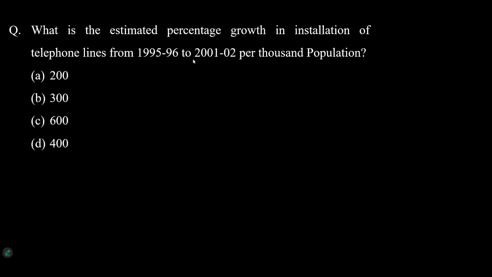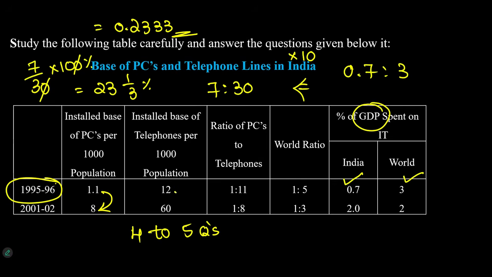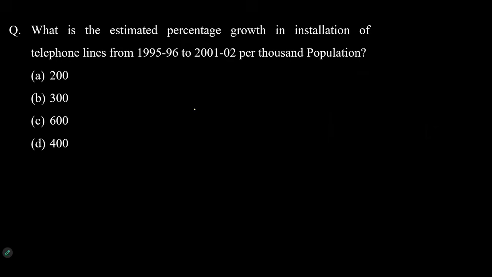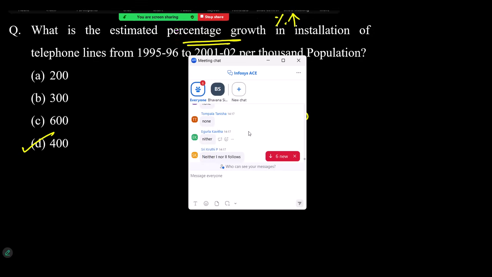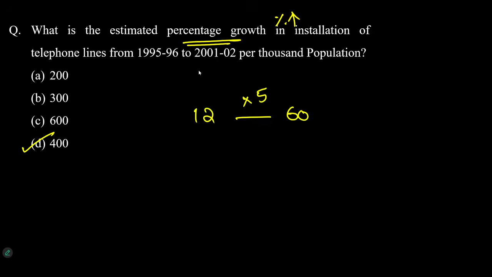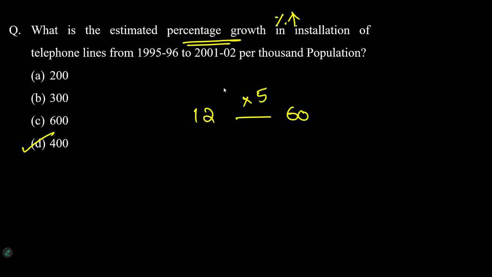And similarly, we are asking about telephone growth. Telephone, you have to tell the answer here now. Telephone is 12 to 60. It's increase only. How much percentage? You tell me now. Growth is nothing but increase only. Percentage increase only. What is the answer then? It's multiplied by 5, so I can say 400% increase. Multiplied by 5 indicates 400% increase. Clear?